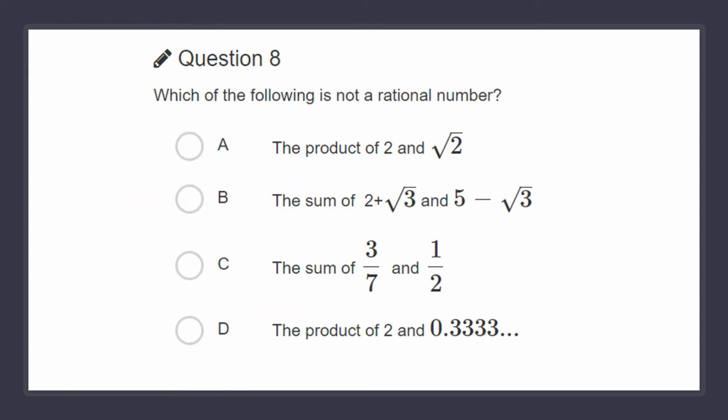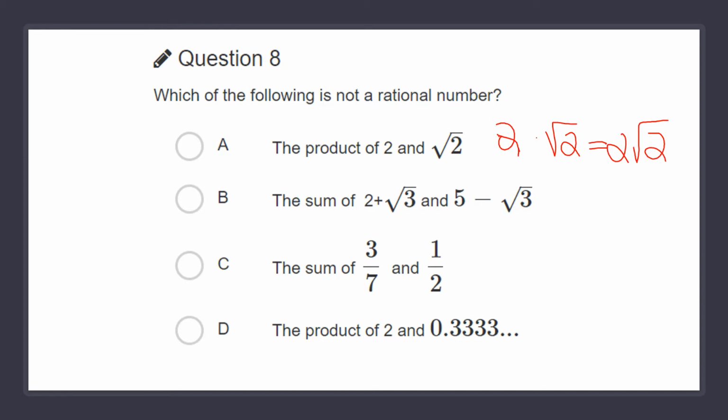On question 8, we are looking for which one is not a rational number. Okay, so which one is not a rational number? The product of 2 and the square root of 2. Product means to multiply, so if you do 2 times the square root of 2, that's going to give you 2 root 2, which is not a rational number.